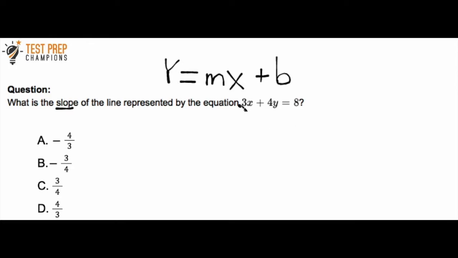And we have to take this equation that we're given here and rearrange it so that, instead of 3x plus 4y equals 8, it's in the form of y equals mx plus b. So let's first identify which things in the equation we're given correspond to this formula.